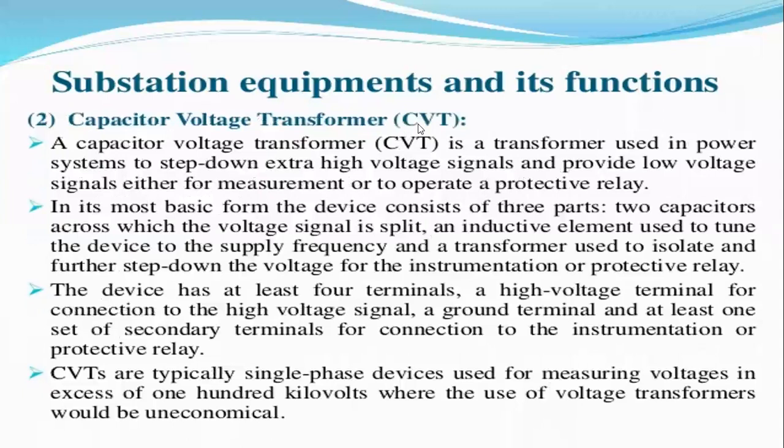Next, capacitor voltage transformers. These voltage transformers are used to step up or step down the voltage levels. The capacitor voltage transformer is a transformer used in power systems to step down extra high voltage signals and provide low voltage signals. In its most basic form, the device consists of three parts: two capacitors across which the voltage signal is split, and inductive elements used to tune the device.